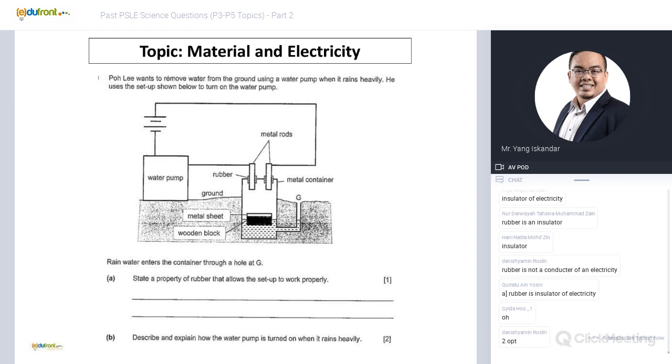Part B, I want you all to answer. Type your answer for part B. Describe and explain how the water pump is turned on when it rains heavily. I want everybody to participate. Please try. Wrong is okay, no problem. We're sharing.